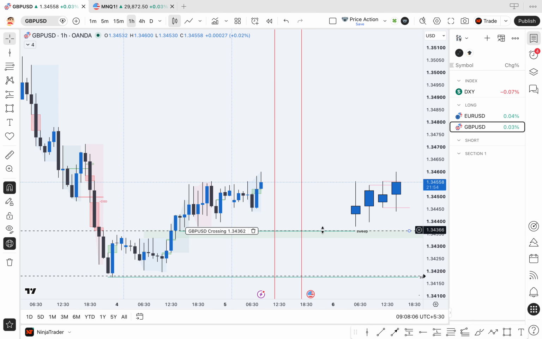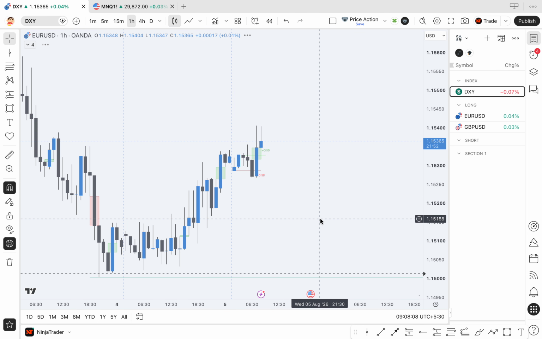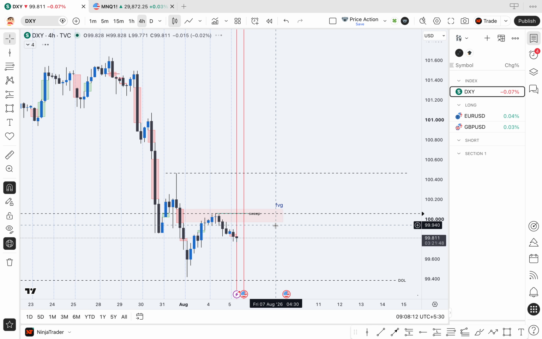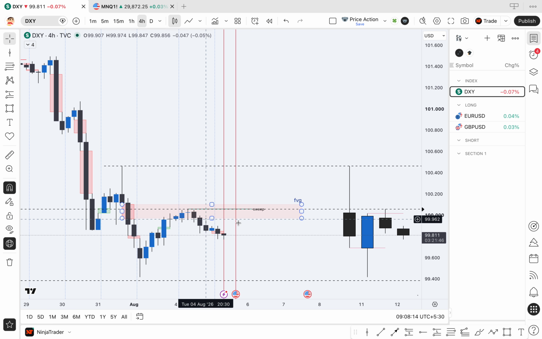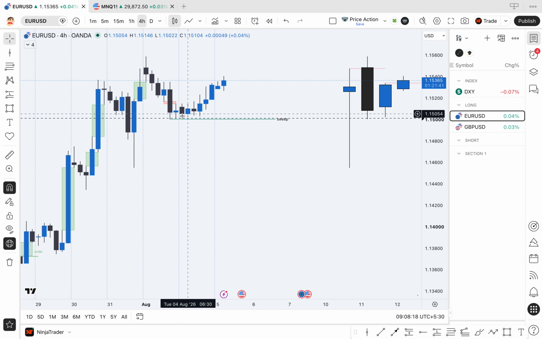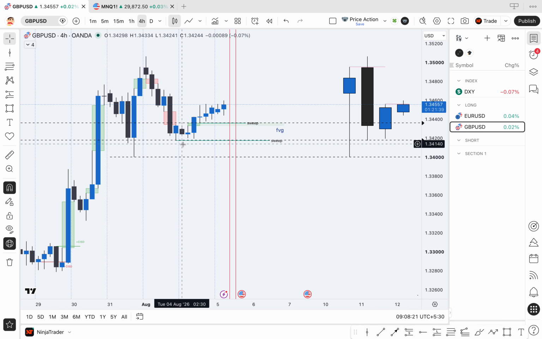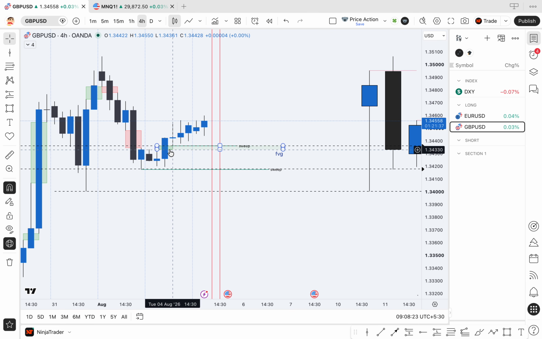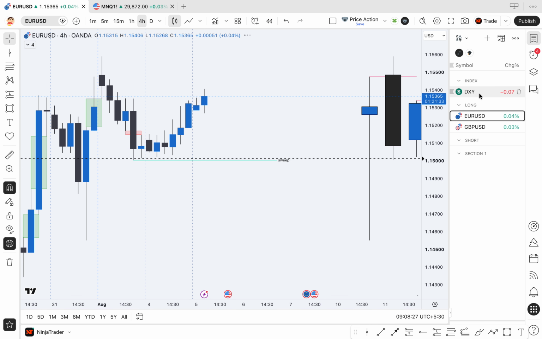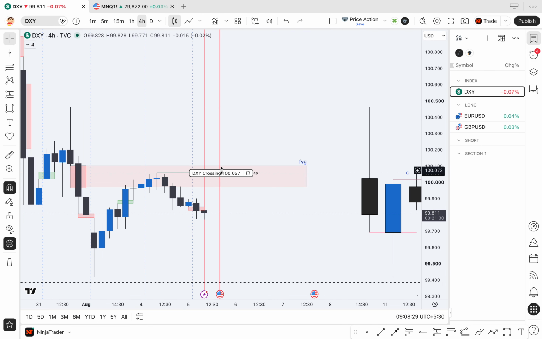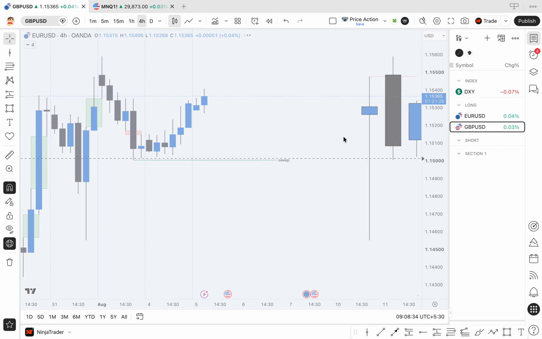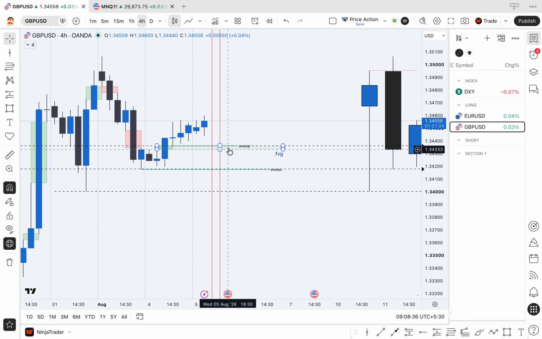The thing is, this level is not there on EU or on DXY. So if I look on 4 hourly, on DXY we marked yesterday high. On EU we mark yesterday low. On GU, we also have yesterday low, but we also have an FVG. So it's possible that price goes really fast on EU and DXY, really fast to this level. But on GU, price is slow and it can only reach this.